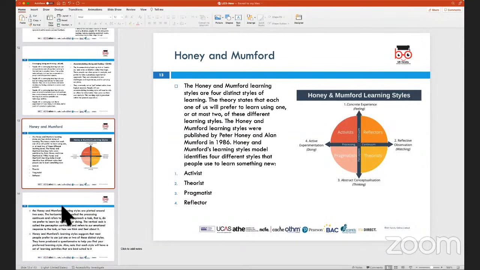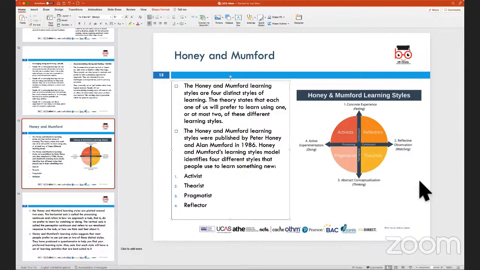Now, Honey and Mumford learning style, they were influenced by Kolb's work, and they came up with four different styles according to them. They are defined as activist, theorist, pragmatist, and reflector. Now, when we talk about why they came up with this, they wanted to investigate this further. They were looking at understanding primarily how do people learn, and how do people learn effectively.